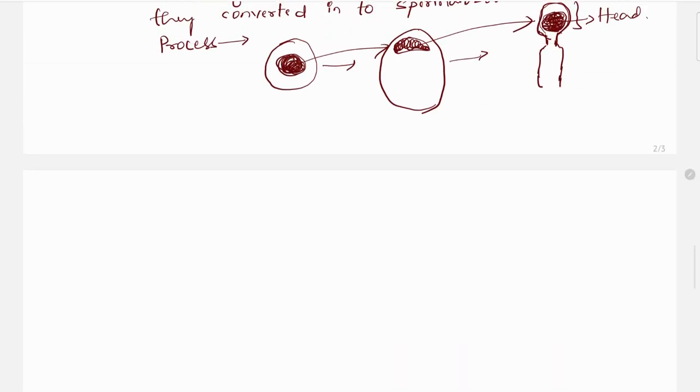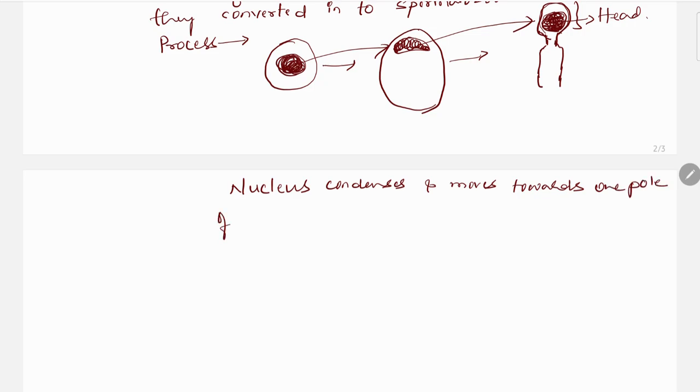So what will we write? The nucleus condenses and moves towards the head, one pole of the cell.